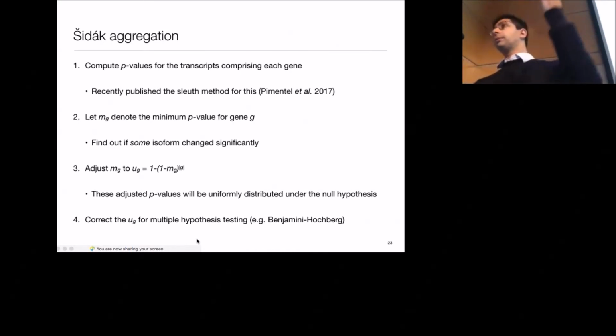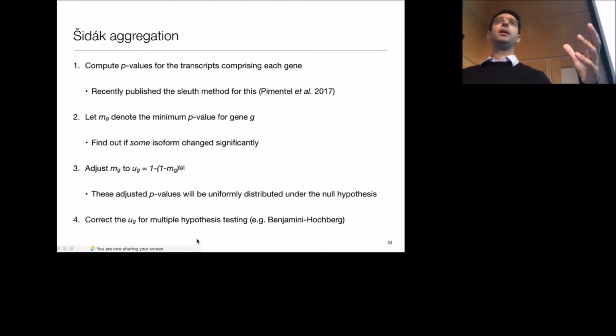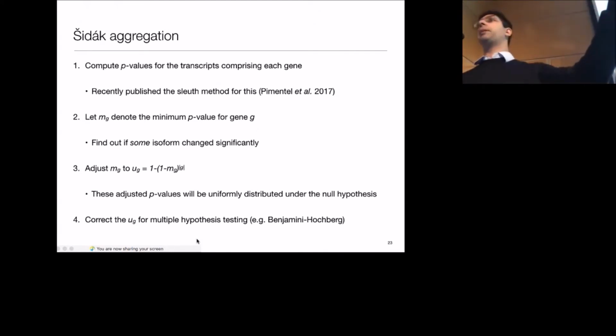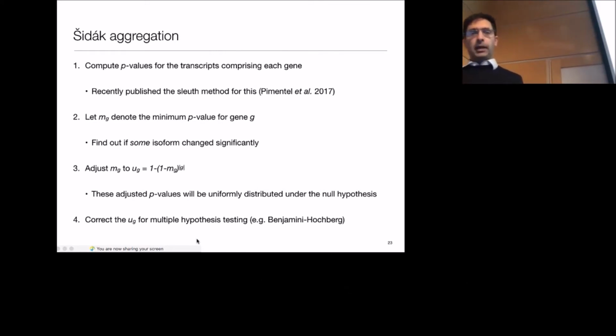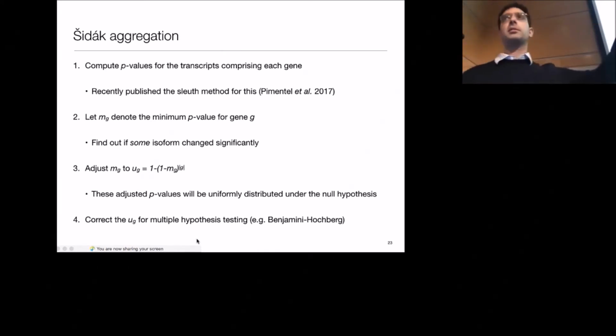What you're going to do is, let's say you have 10 p-values for the 10 isoforms, you're going to ignore them, but just look at the smallest p-value. The idea here is, let's see if there was at least one transcript that was significant. So you take the minimum, and what you should do is adjust this minimum p-value with this formula: 1 minus the minimum to the power of the number of isoforms. This transform is sort of analogous to what's called the Sidak correction. That's kind of like the Bonferroni correction.